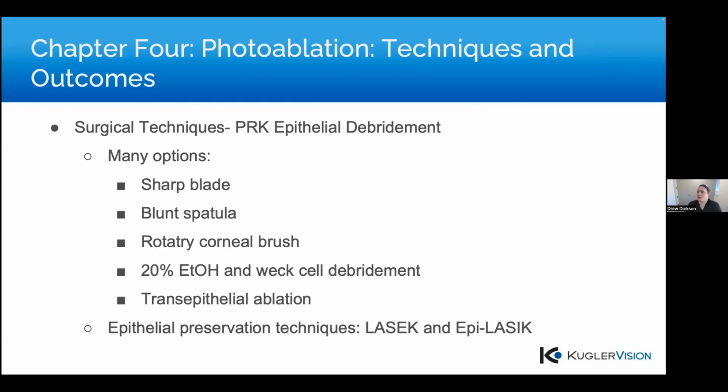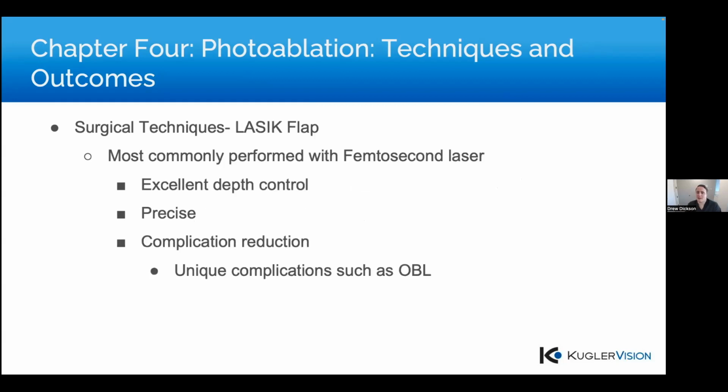With PRK, we talked about there are many different options for debriding the epithelium. So you can use a sharp blade or a blunt spatula. There are rotary brushes you can do. A lot of people will use 20% ethanol solution to help remove the epithelium. And there's also something called a transepithelial ablation, where you just leave the epithelium intact. We don't have that in the United States, but other places do. And then we talked about LASIK and epi-LASIK.